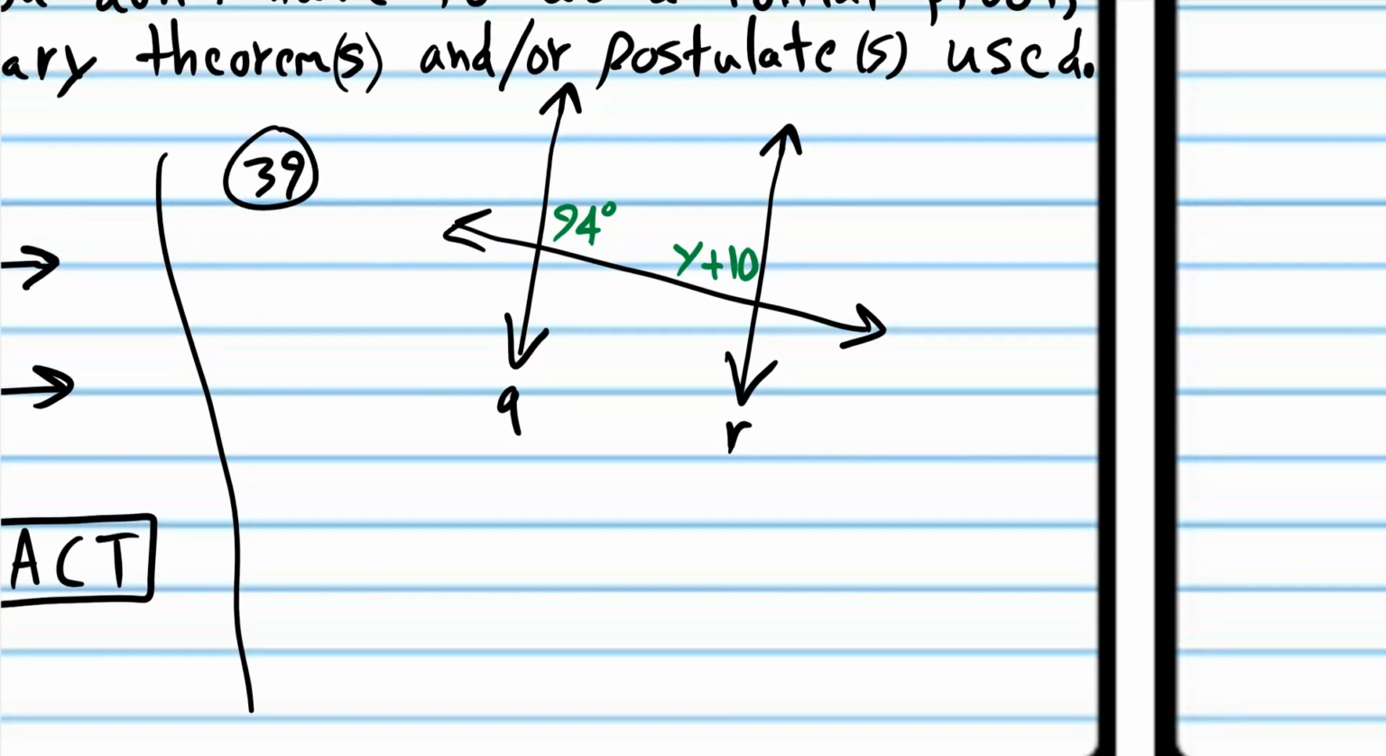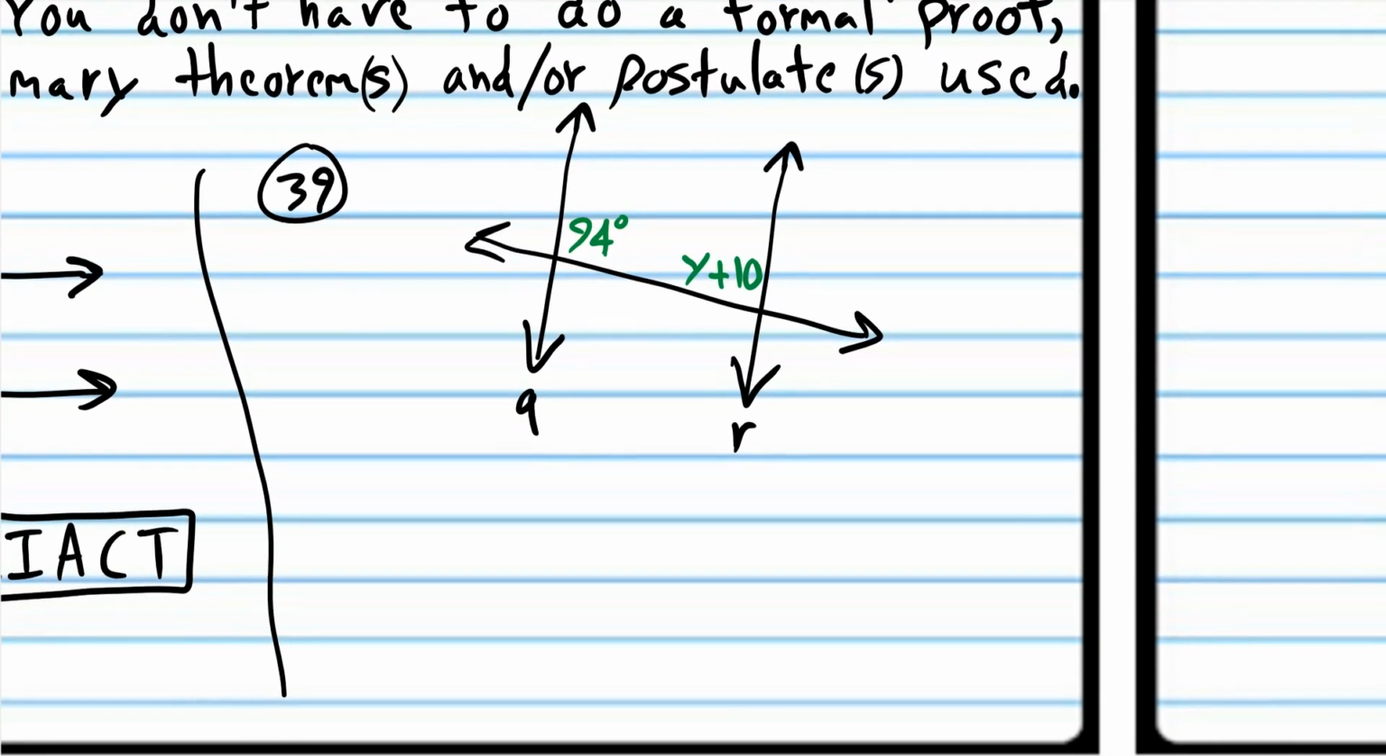We have consecutive interior angles, and we know that if these two angles are supplementary, then by the consecutive interior angles converse theorem, that will make lines Q and R parallel. So we have to find the value of y that would make this angle supplementary to this angle.